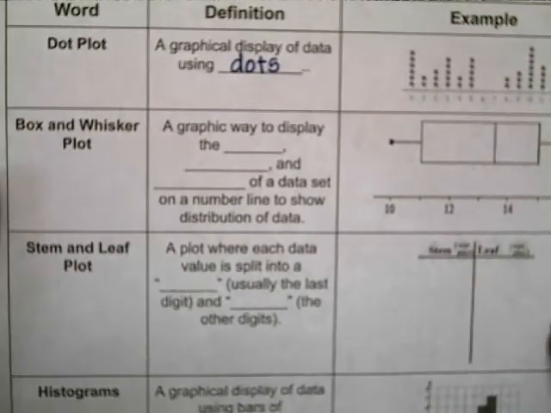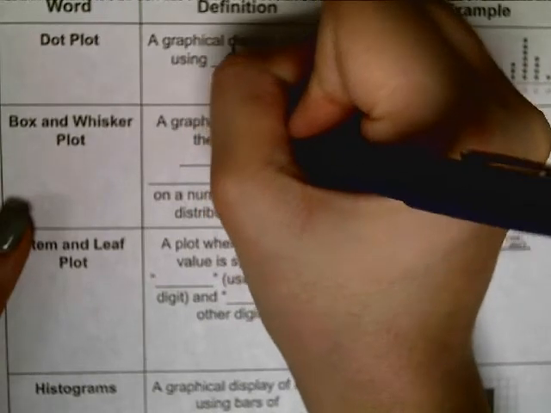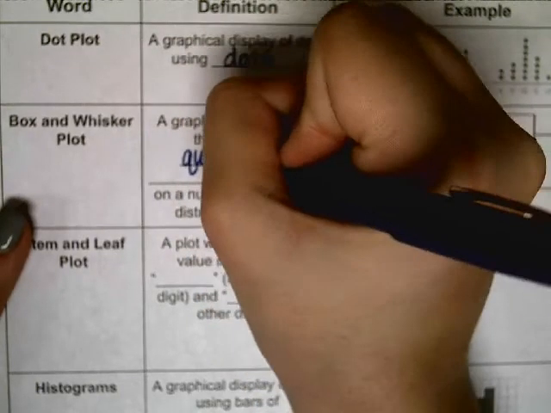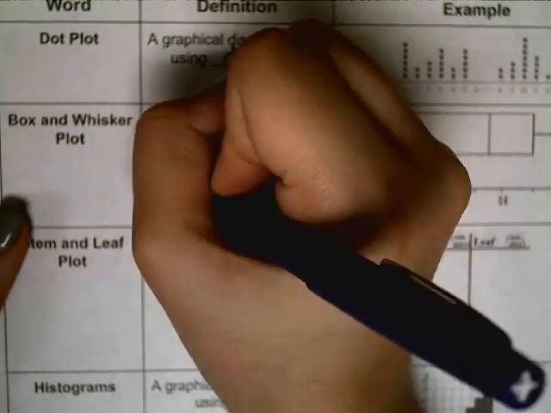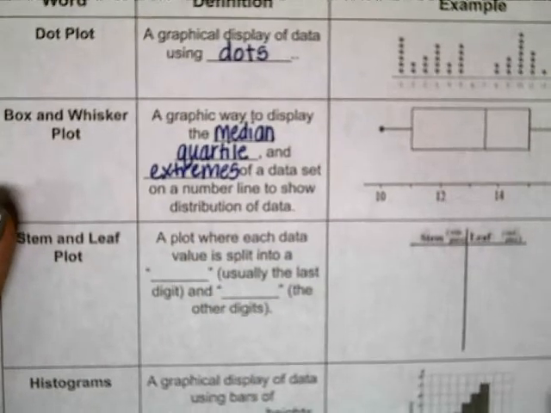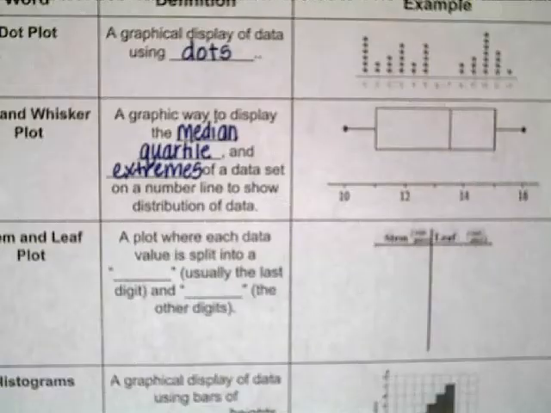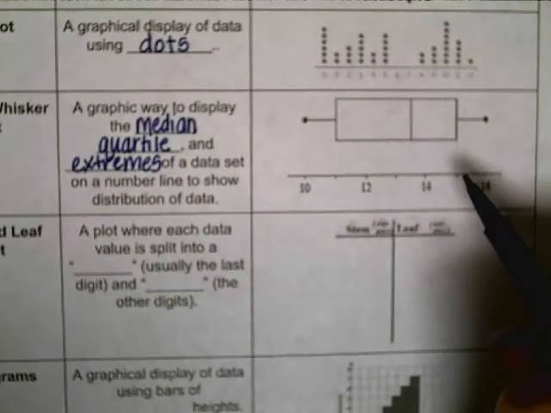Box and whisker plot. A graphic way to display the median, quartile, and extremes of a data set on a number line to show distribution of data. We'll go into more detail over box and whisker plots, but box and whisker plots have different sections in that box and whisker plot. So we're going to label those in our example. If you look, box and whisker plots look like this.